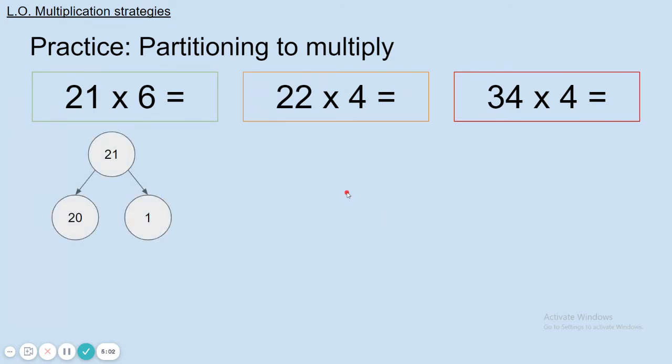And if you got it, that you partitioned 21 into 20 and 1, and then you multiplied 20 by 6 and 1 by 6.